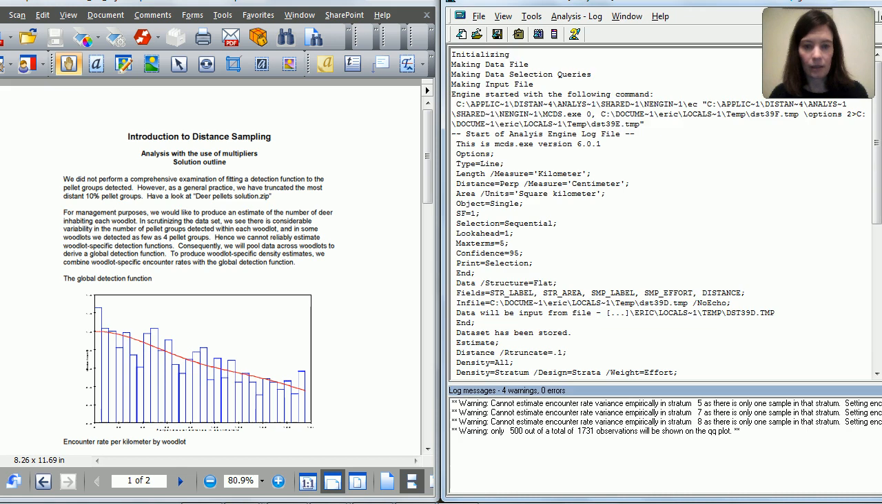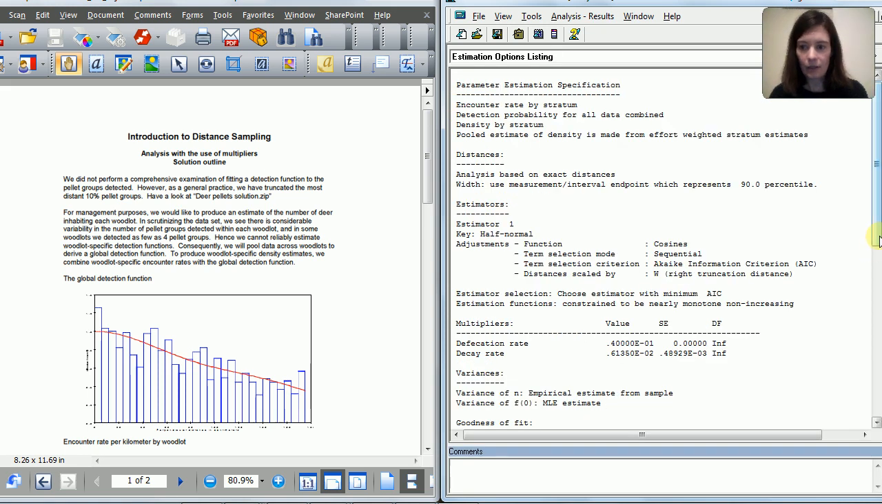So let's move on to looking at some of the results. The first thing to note is we had a few warning messages in the analysis. Looking at the log tab, we can see what they are. We've got some encounter rate variance warning messages for stratum 5, 7 and 8, and we'll come on to that in the results later on. Notice though it says it couldn't be estimated as there was only one sample in each of those strata. And then a warning that you often see is that for our QQ plot, the number of points displayed is only 500 out of a possible 1700 that we have in this data set.